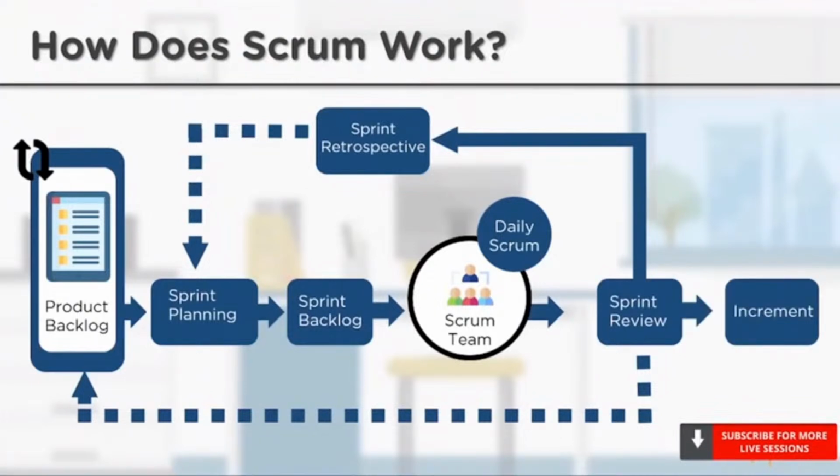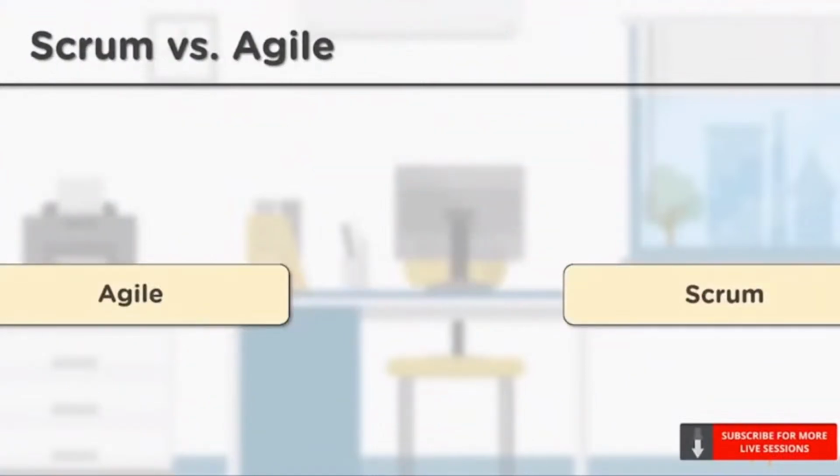And finally, we have the increment. In this stage, a workable output is provided to the stakeholders. And after this, another sprint starts and the whole process is repeated again. Now, let's talk about Scrum versus Agile.